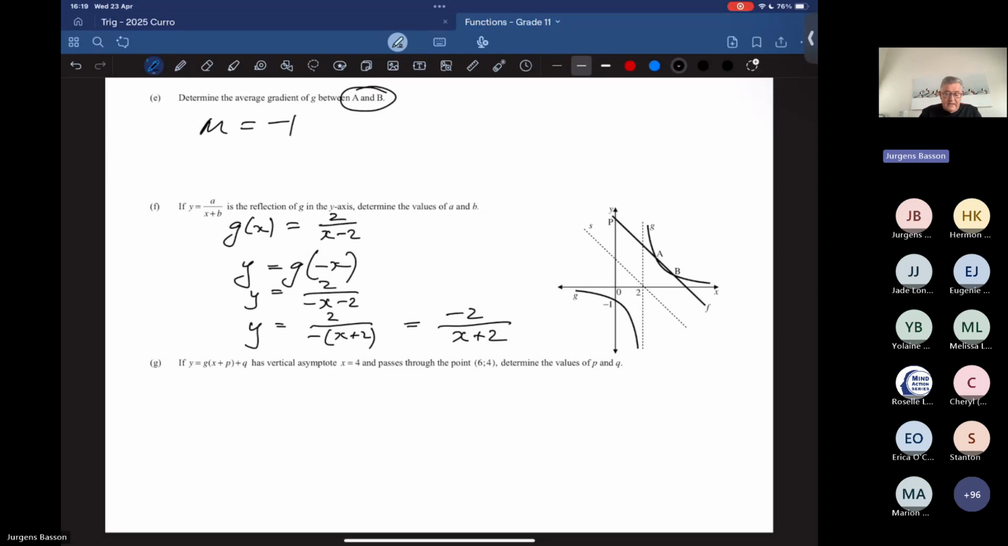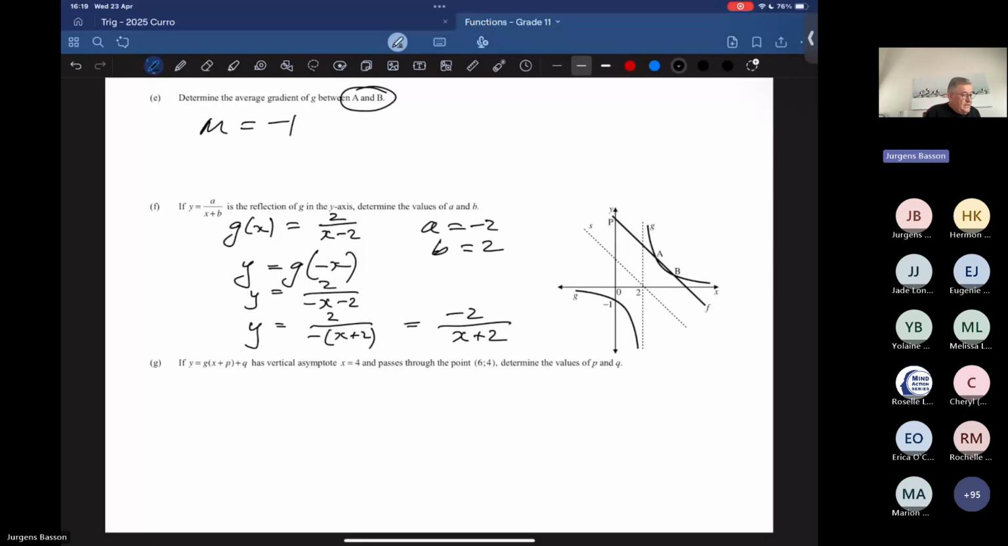Now they ask us to find a and b, so it's very important your learners must now write down that a is -2 and b is +2. And you agree, if we reflect this graph about the y-axis, we sort of change the quadrants, and that is why a must change sign.